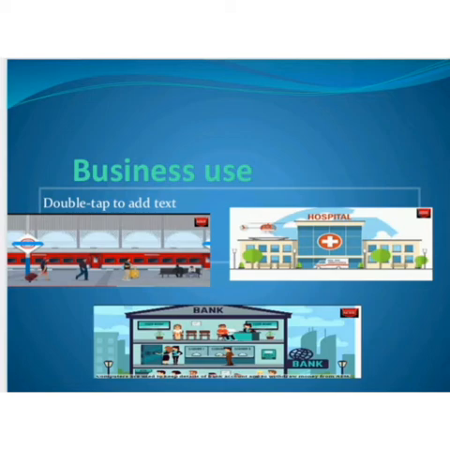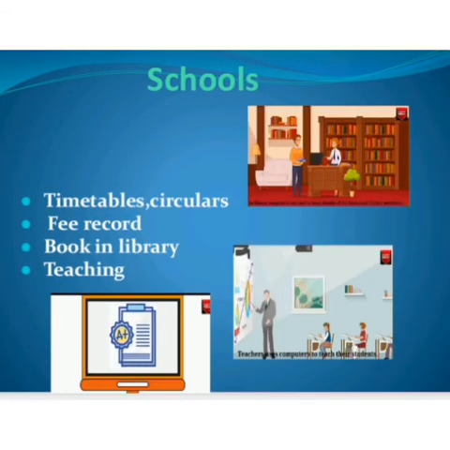First we will see the school. In the school they use it to create timetables, circulars and notices. Then they keep the fee record, mainly, and many student records also. If you are studying in the school and you tell your name, they will automatically search your name and tell the details. Some also keep track of books in the library.